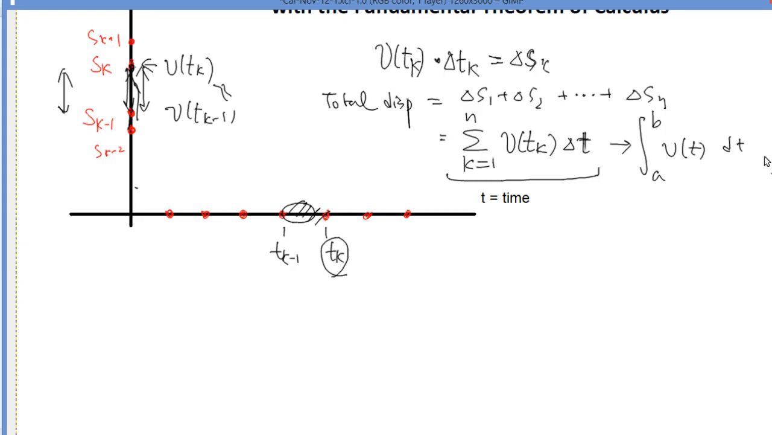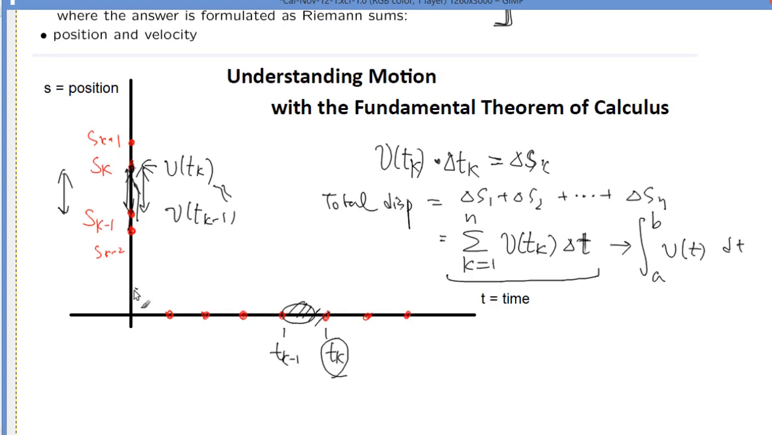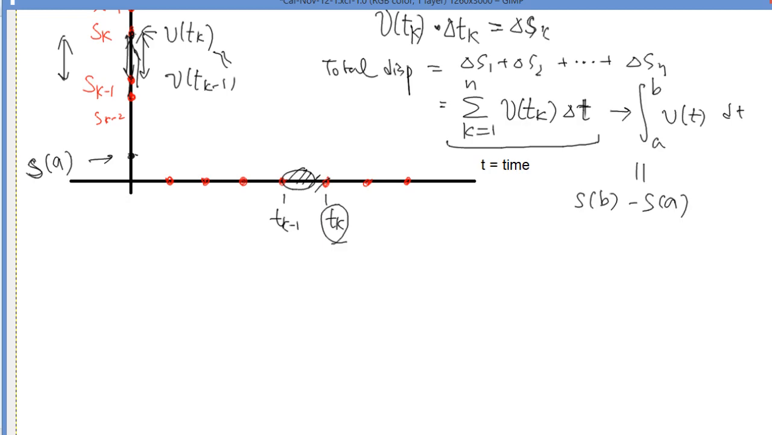Okay, but here's the second thing. That's how much it moved. But what is the displacement? What was the very beginning location? That was the location at the beginning time, s(a), right? What is the terminal location? s(b). That's the terminal time. So we know this answer is supposed to be what? s(b) minus s(a).